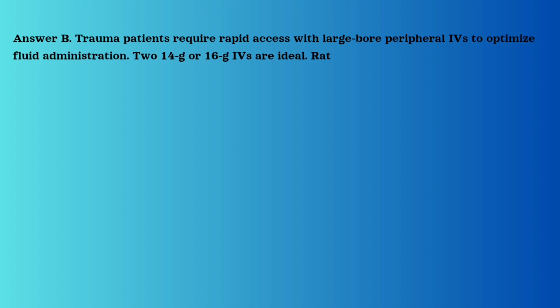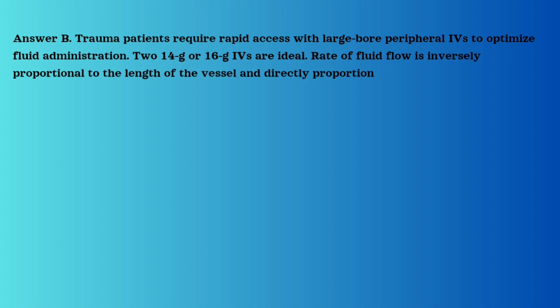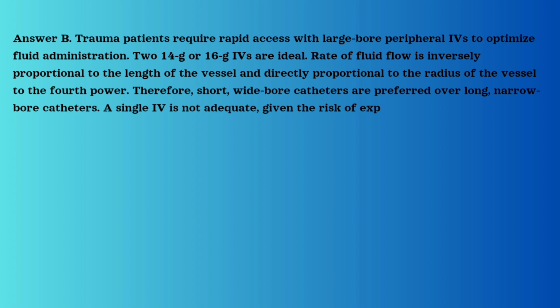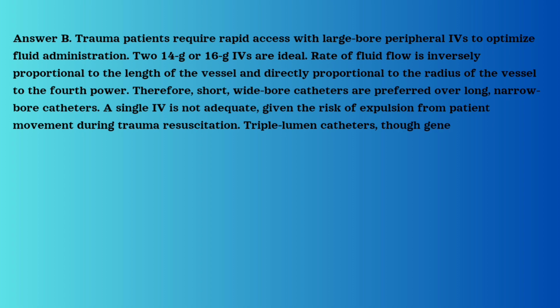14G or 16G IVs are ideal. Rate of fluid flow is inversely proportional to the length of the vessel and directly proportional to the radius of the vessel to the fourth power. Therefore, short, wide-bore catheters are preferred over long, narrow-bore catheters. A single IV is not adequate, given the risk of expulsion from patient movement during trauma resuscitation.